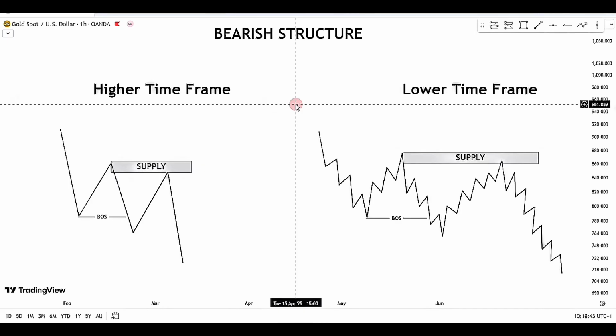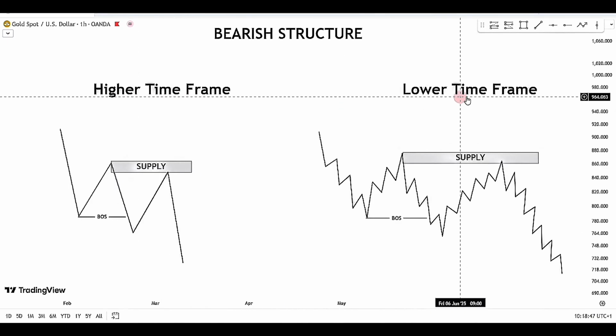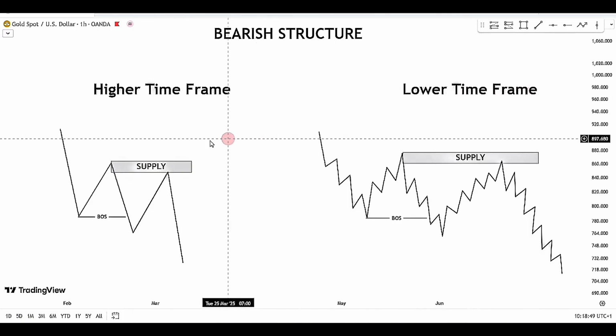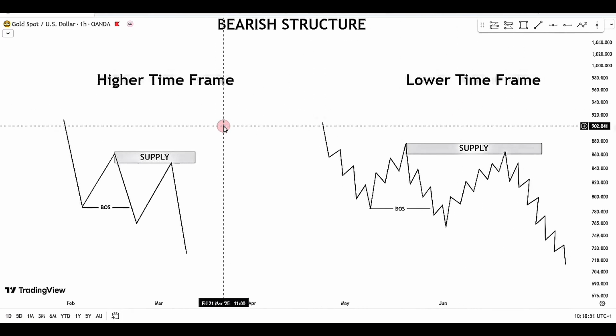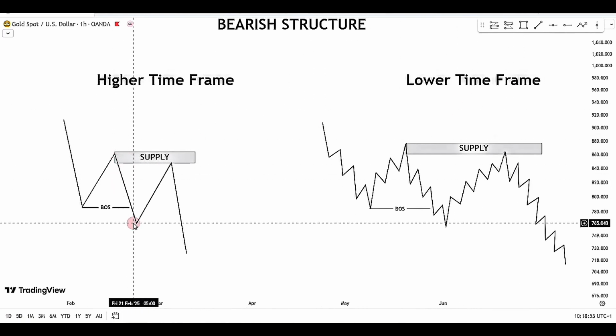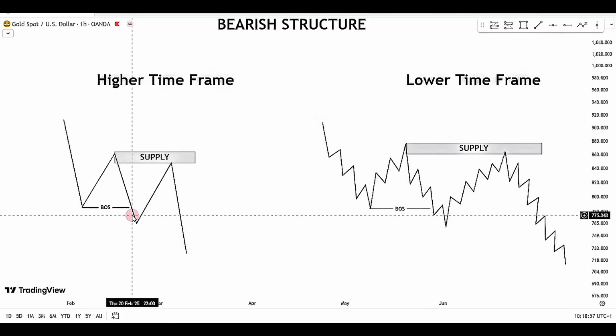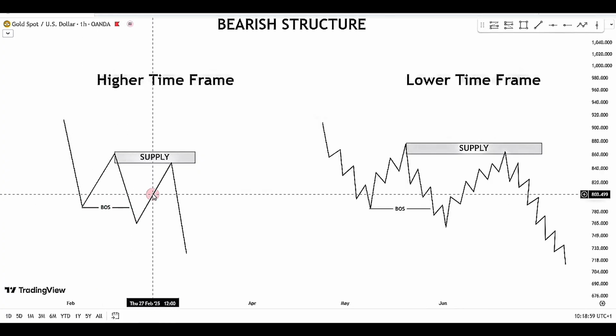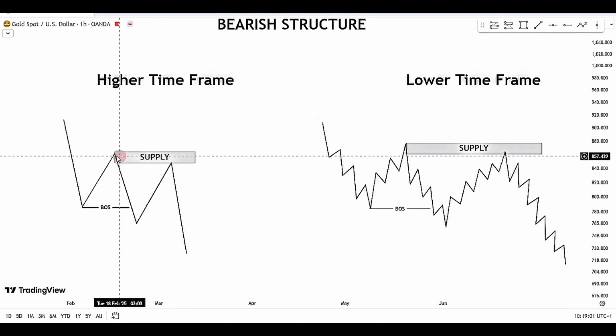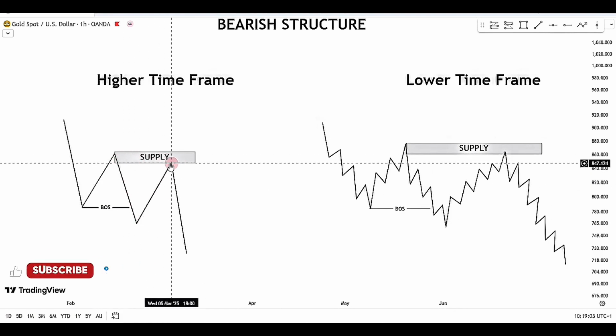For the bearish structure, these are the two examples, which is the higher time frame structure and the lower time frame structure. Now, on the higher time frame structure, what do we have? Price created a break of structure around this very level. And after that break of structure, we are expecting price to pull back to that very supply zone that formed before that move to the downside for us to sell.